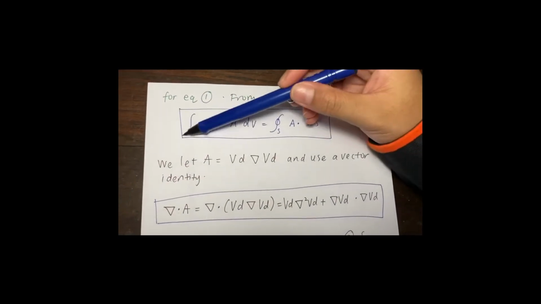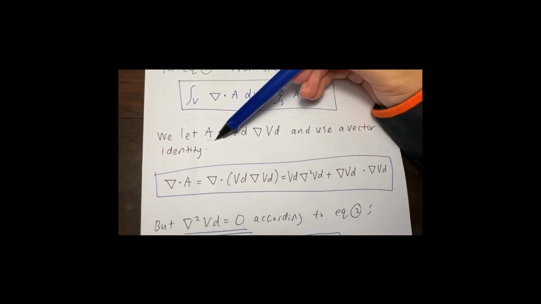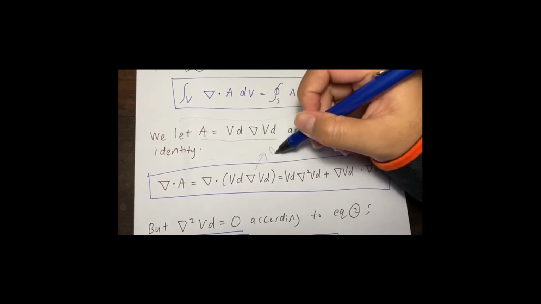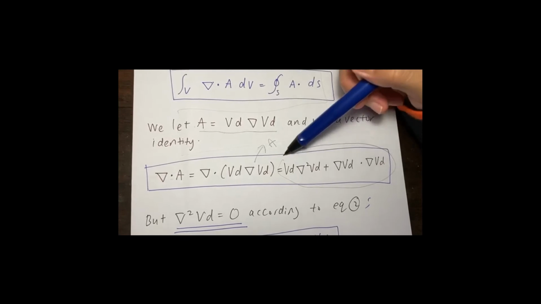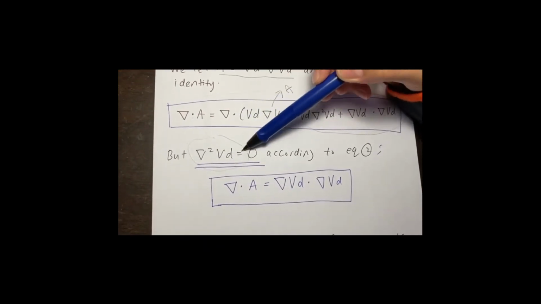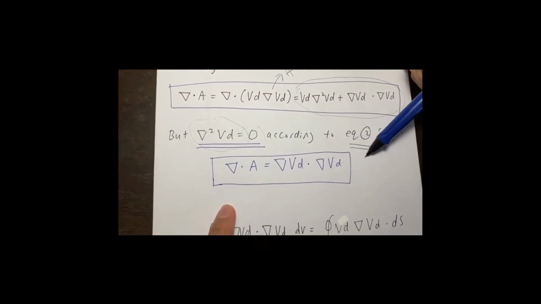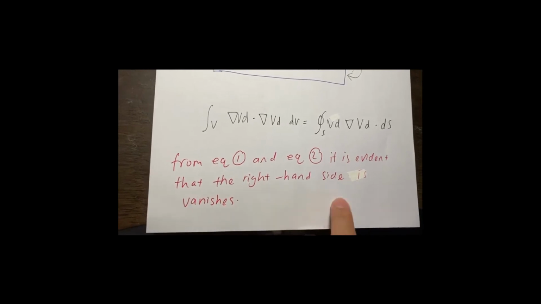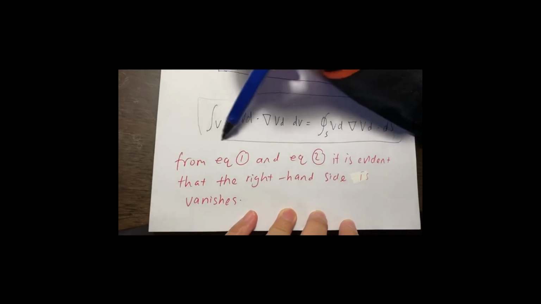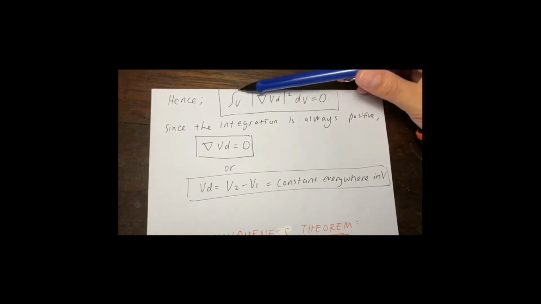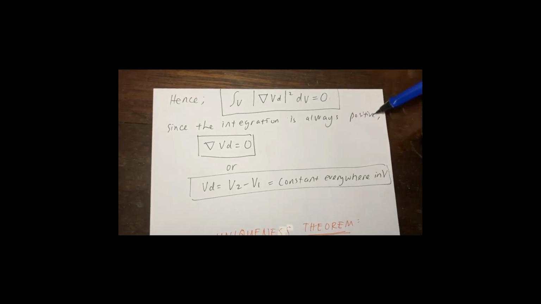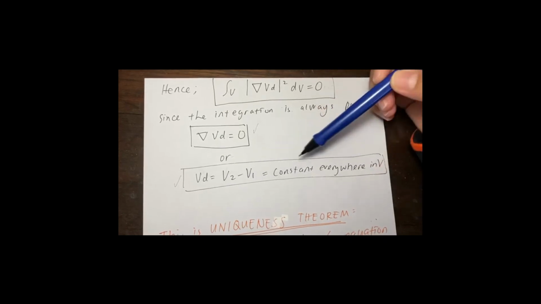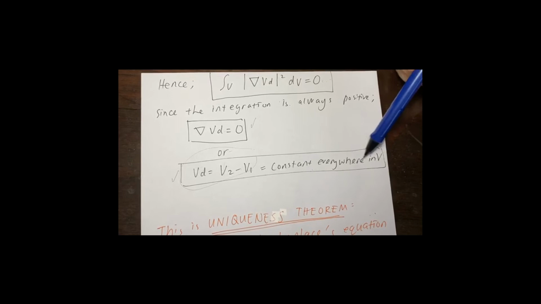From the divergence theorem, we can get this equation. Then we let A equal to this and use a vector identity. So this equation is when we substitute A. After we derive, we can get this. But this one is equal to 0 according to equation 2. So we can get this equation. From equation 1 and equation 2, it is evident that the right hand side vanishes from this equation. Hence, this equation is equal to 0. Since the integrand is only positive, we can get VD equal to 0, or VD equal to V2 minus V1 is constant everywhere in V.